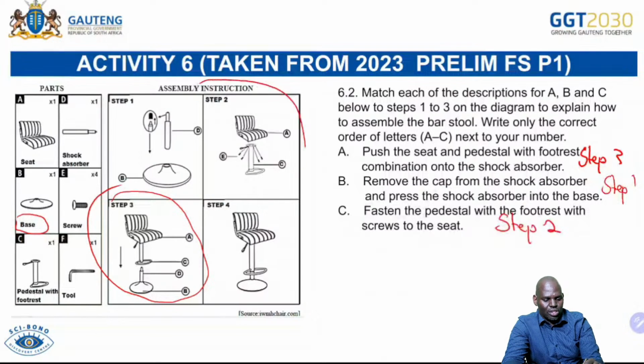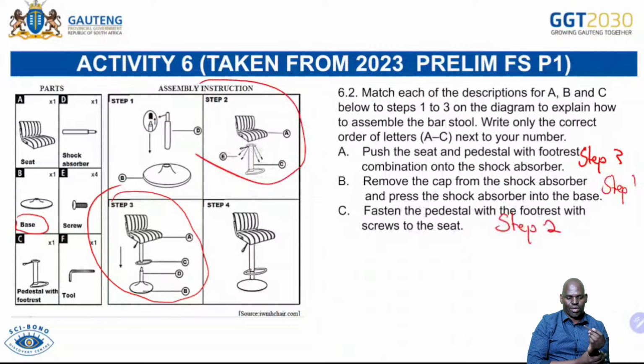Step number 2 is this one. That is where they fasten the pedestal with the footrest with screws to the seat. So this is an indication that these are being fastened there. So that is the answer for number 6.2.